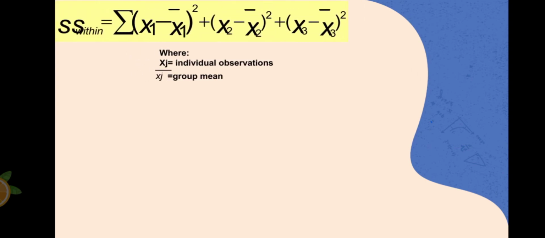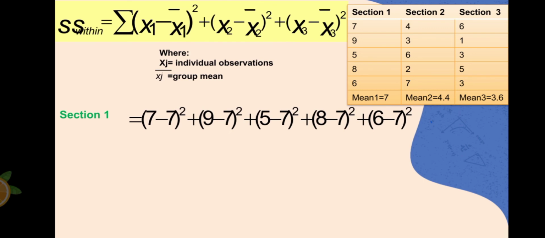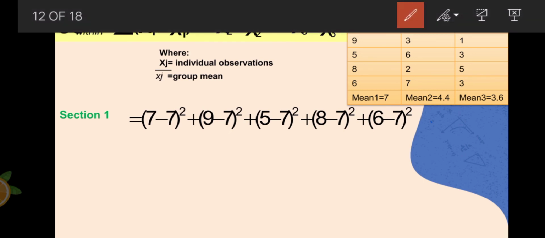our sum of squares within. So this is the formula, the detailed portion of our ANOVA. So I have the table. So we have this x sub 1 minus the mean sub 1. So in section 1, we have this 7 minus 7, since our mean of the section is 7 and the individual observations would be 7. And this is our group mean of section 1. And this is our individual observations or the scores.